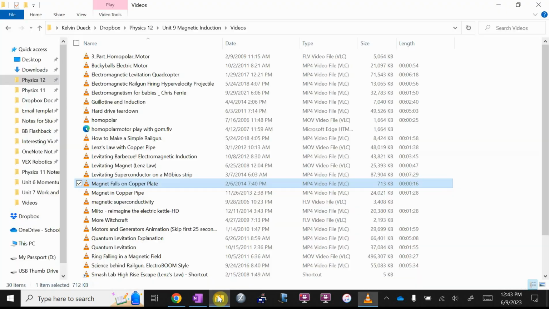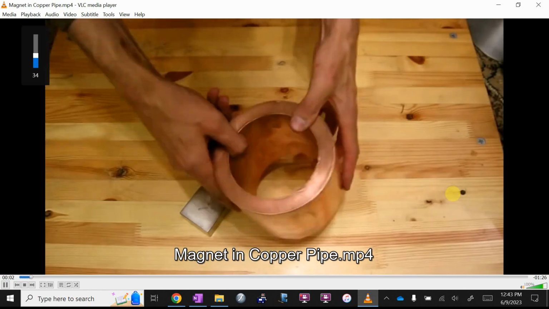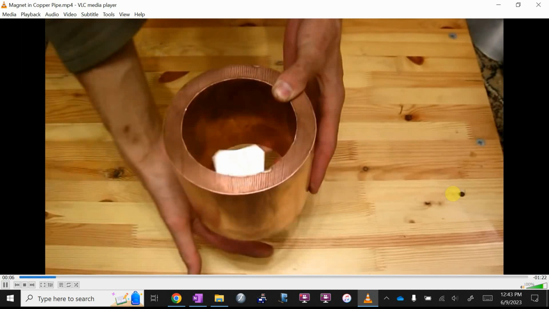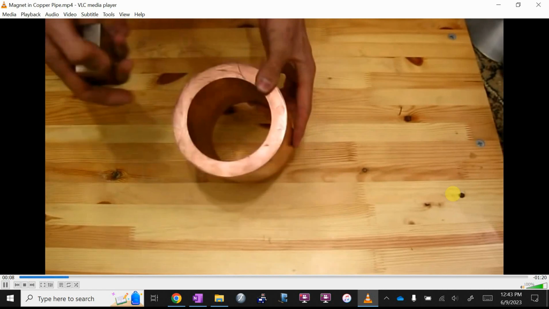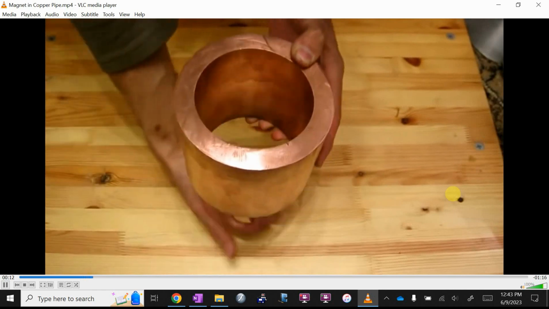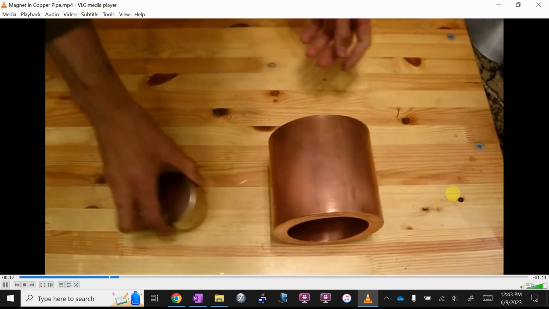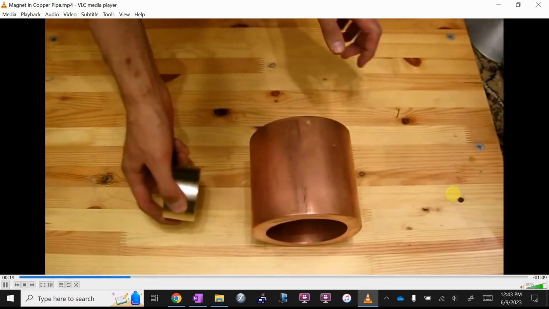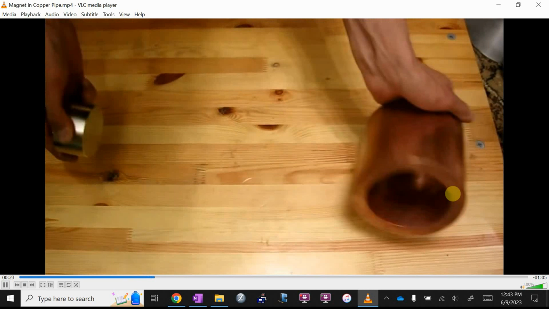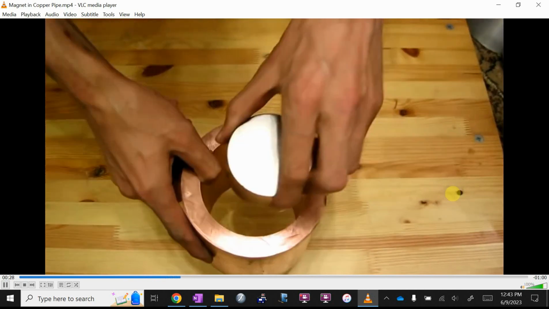Video, magnet in copper pipe. So this one I like because it's got a bigger diameter. There you go. There's Lenz's law. You can see it's clearly not in free fall. There's another force acting on it. And in fact, if you're really, really, oh yeah, you can even do it this way too. You're inducing currents in the side that are resisting whatever magnetic field you're moving towards it.